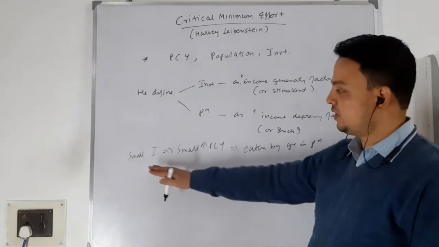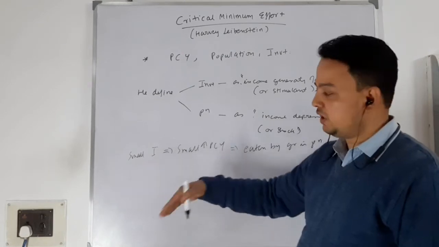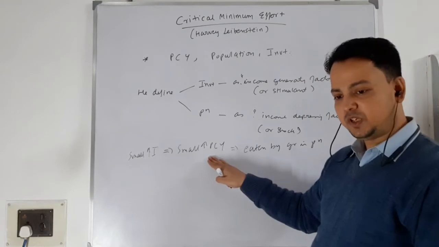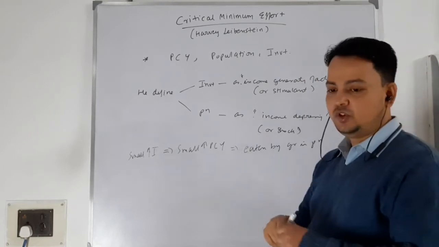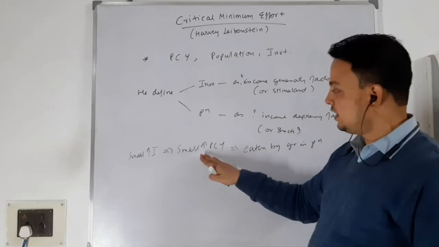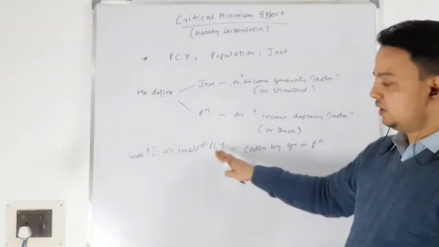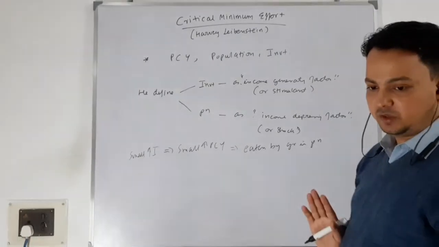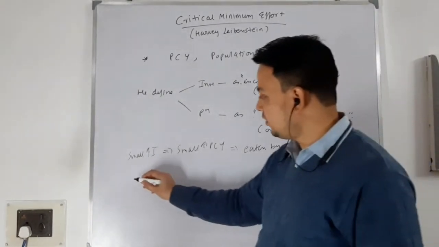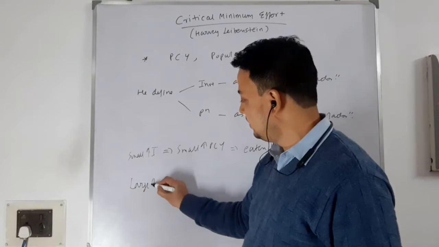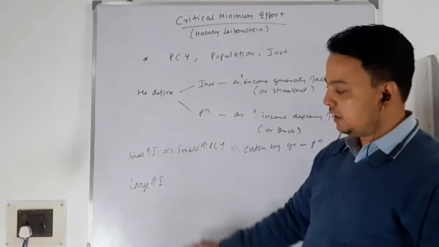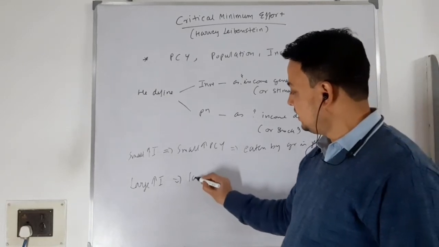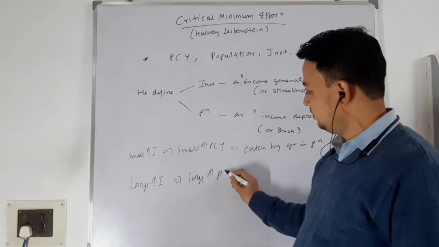Let me repeat what I am saying. When you have a small increase in investment, there will be a small increase in per capita income, and that will induce population growth. So this small increase in per capita income will be eaten up by growth in population, and there will be no development taking place. Therefore, what do we require? We require a large increase in investment. If there is a large increase in investment, there will be a large increase in per capita income.